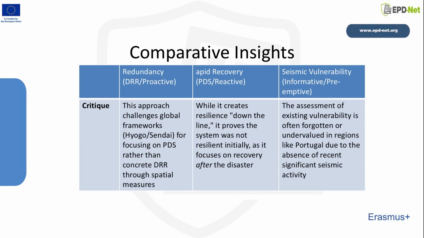A critique of these approaches reveals fundamental limitations in current global frameworks and reactive strategies, particularly concerning proactive spatial measures and addressing underlying vulnerabilities. The practice of post-disaster softening (PDS), which encompasses efforts like building back better, is criticized because while it ultimately creates resilience down the line, it fundamentally proves the system was not resilient initially, as its focus is on recovery after a disaster has struck.